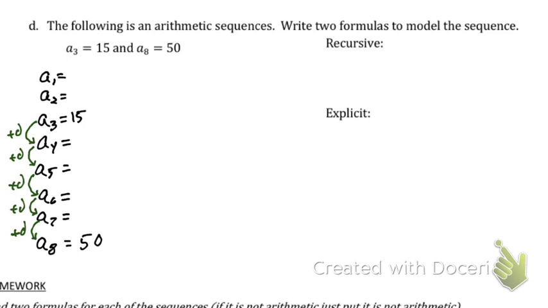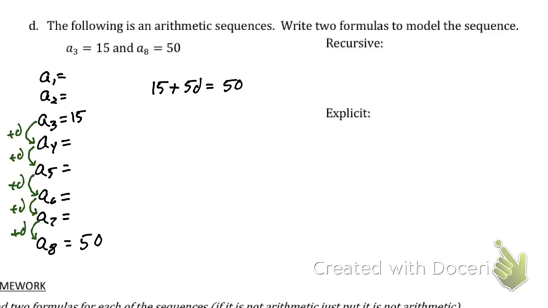That means to get from 15 to 50, I'm going to take 15 and add D plus D plus D plus D plus D. In other words, 1, 2, 3, 4, 5 common differences. That means 15 plus D plus D plus D plus D plus D, probably easier to write that as 5D equals 50.